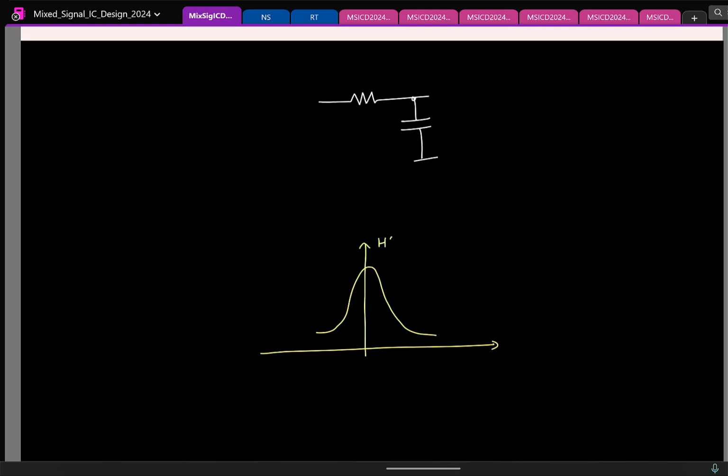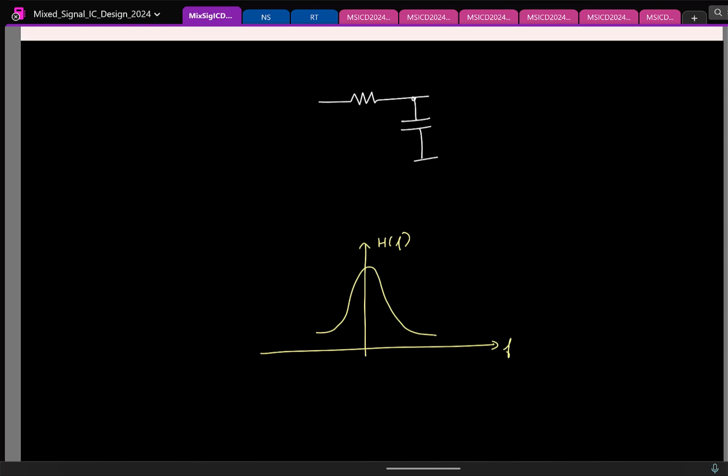What is the simplest low pass filter, you know? An RC filter. So if I have an R and C, I can choose a large R, large C. I should be able to have something that has a narrow response.